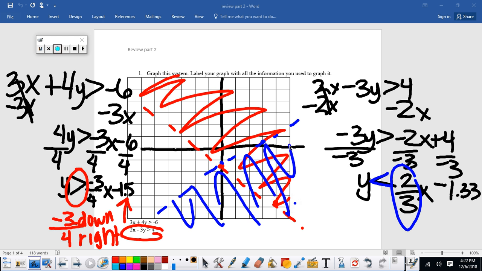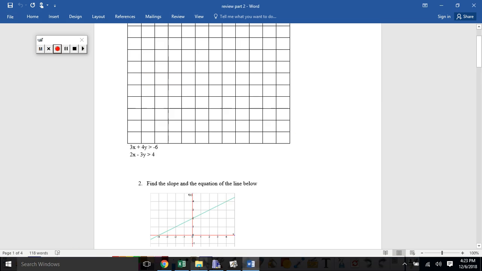Okay, now notice that there's an area that is shaded with both colors. That area would be here. This is where my solution is at. Okay, let's go on to problem number 2.